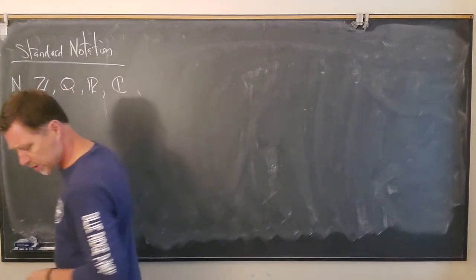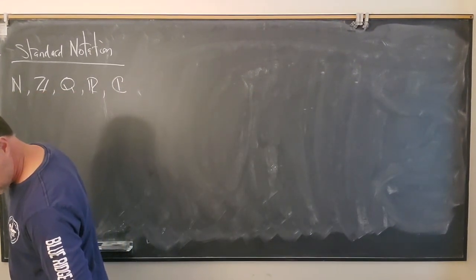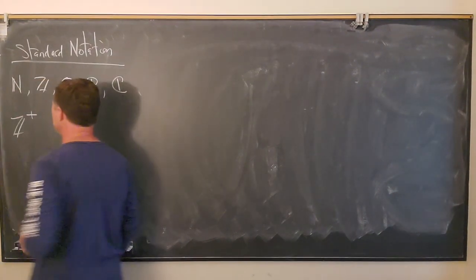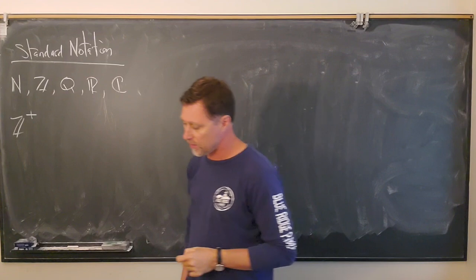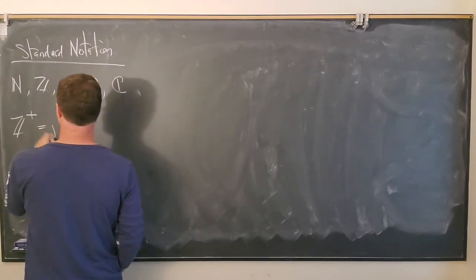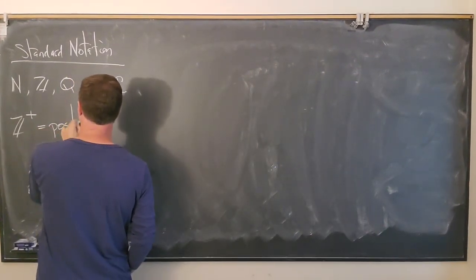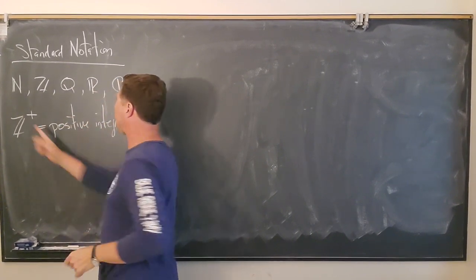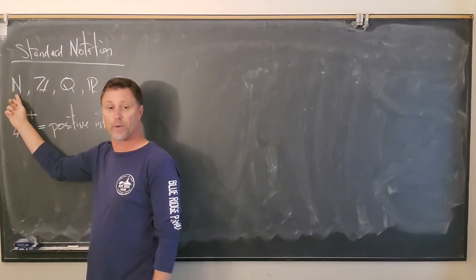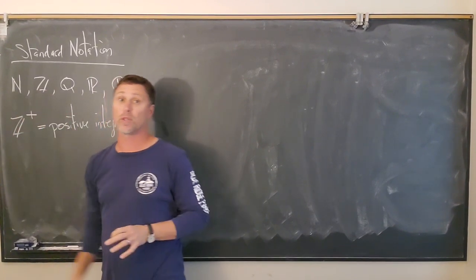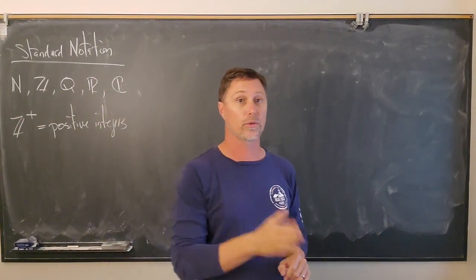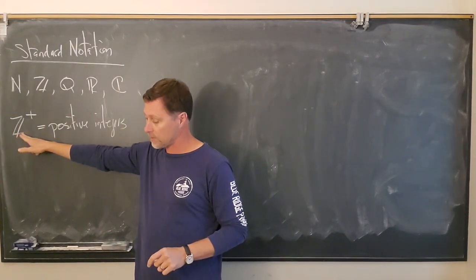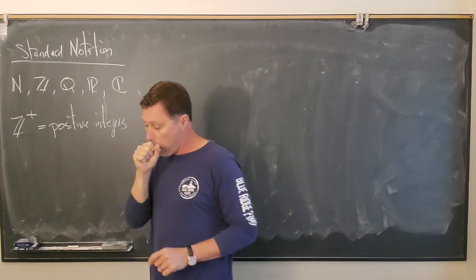Some other symbols, so let's see. I think your book uses this symbol right here, Z plus. This is the positive integers, which is exactly the same as the symbol I tend to use for the natural numbers. For me the natural numbers do not include 0. It's 1, 2, 3, 4, 5, and so on. So it's exactly the same as the symbol your book uses here, Z plus. Right? So Z plus and N are the same.